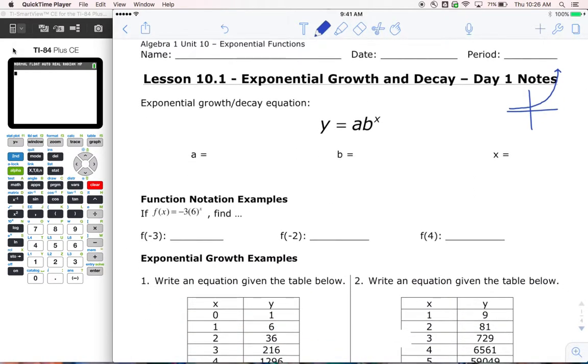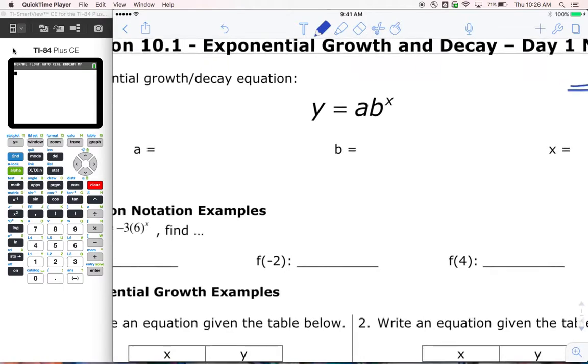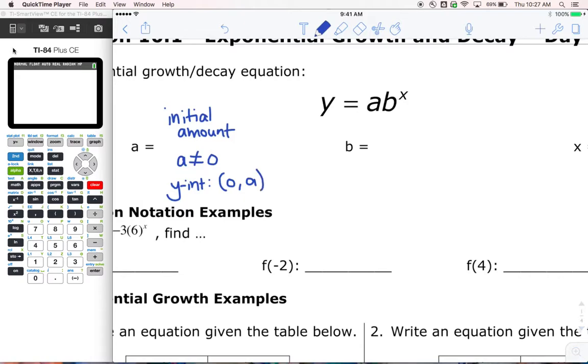and the next day. Here is the formula of y equals a times b to the power of x. And now each of these things has a certain significance. So a, we refer to this as the initial amount. And something important to note is that this number cannot equal 0. All right, it's also our y-intercept, which is always going to occur at 0, and then that a value.